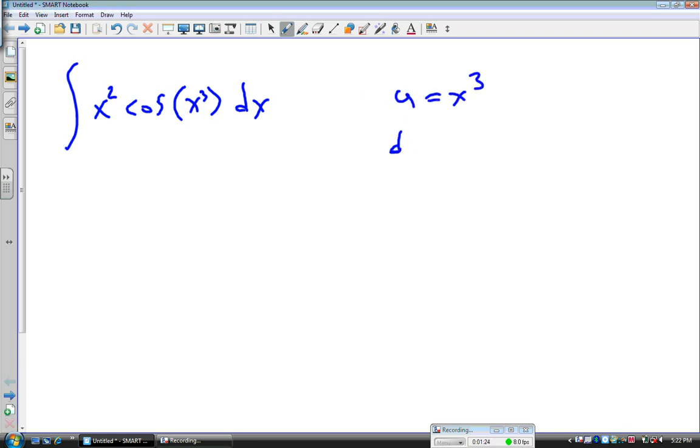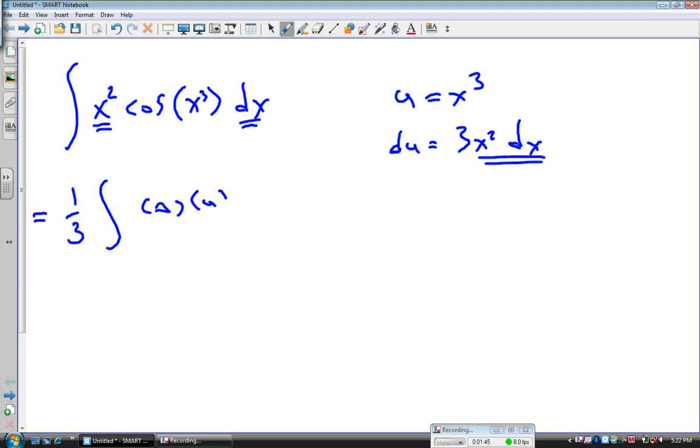du/dx would be 3x squared. I'm going to write it this way: du is 3x squared dx. So we can replace x squared dx with what? Well, get rid of this 3. It's 1/3 of du. So I'm going to say this is the same as 1/3 the integral of cosine u du.